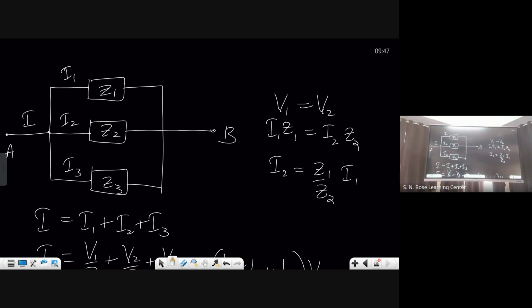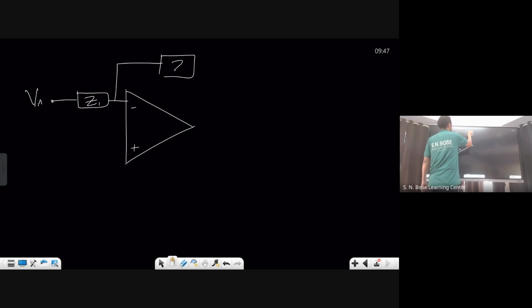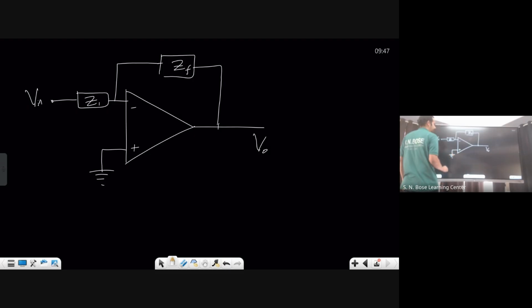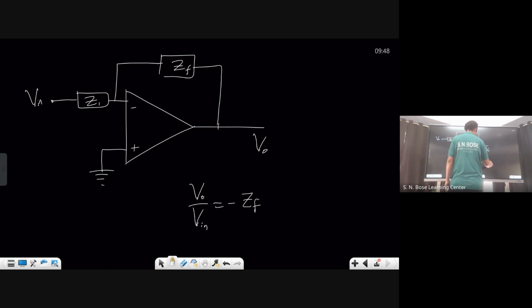Now again, even in the op amp, with negative feedback, whatever you take, the same idea works. Suppose an inverting amplifier, V in, Z1, and we used to write ZF here. Are you guys with me on Google Meet? Yes, sir. Then for the inverting amplifier, what have we written? Output by input is equal to minus ZF by Z1 actually.